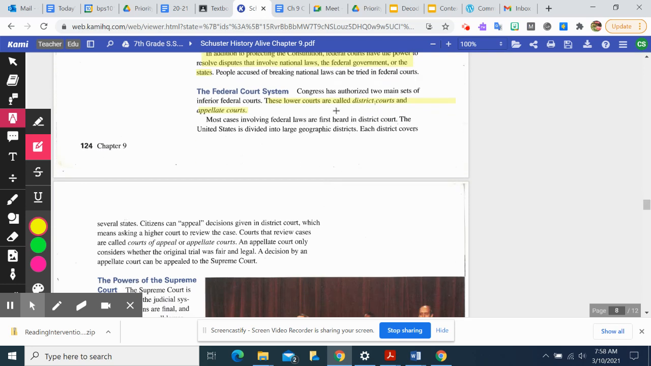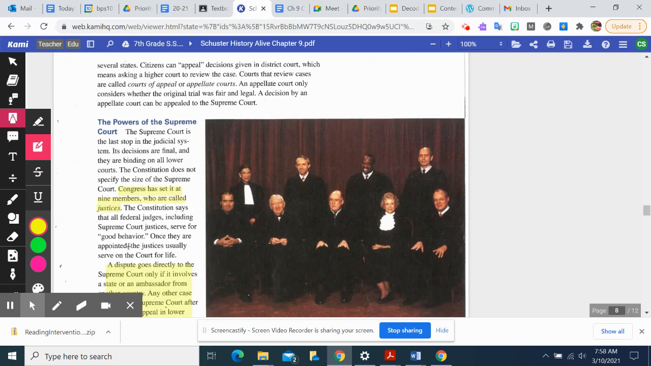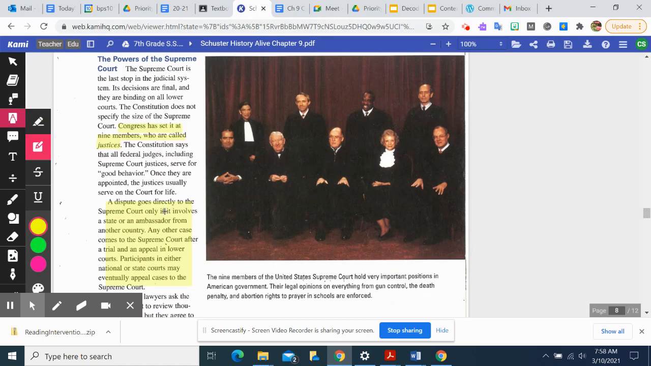So we have district courts and appellate courts. So there's lower courts. Then we have the Supreme Court. So the question was, what different types of court make up the judicial branch? So there's those two, and there's also the Supreme Court. So there's those three that you could write down, okay?